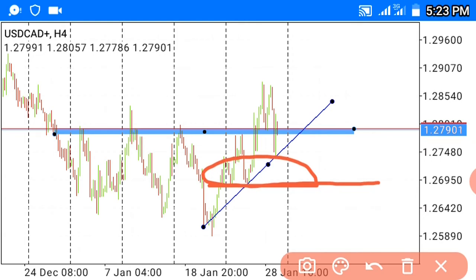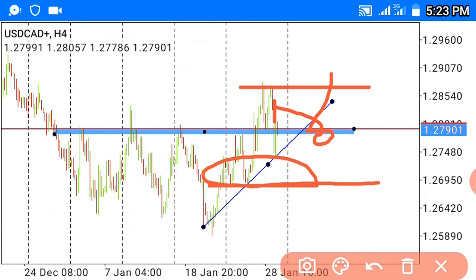Otherwise, we will wait for it to break above this level here, come back for a retest. Once it gives us a confirmation signal, then we go straight long on the market to our TP1, which is to these highs here. That will be our TP1. Then if it still breaks above it, retests it, gives us the signals, then we go straight to our TP2.